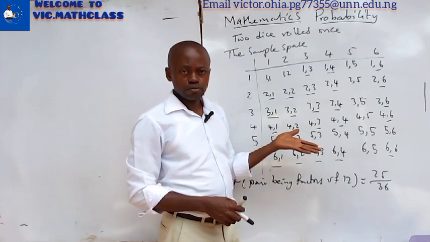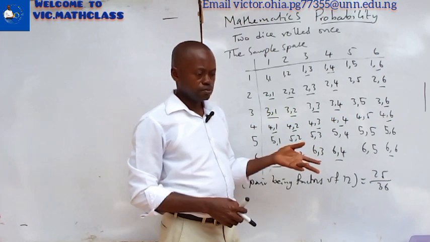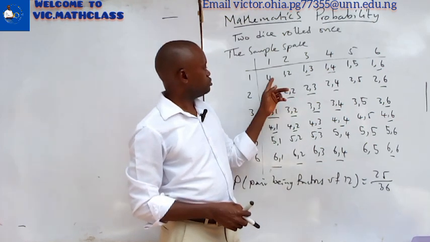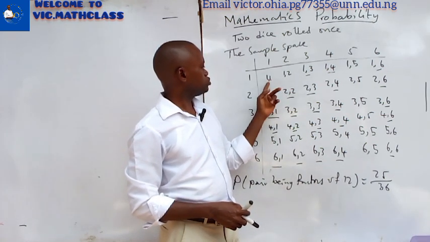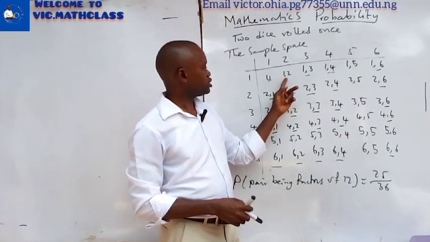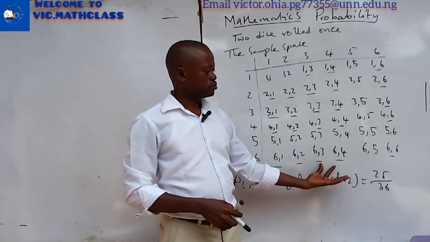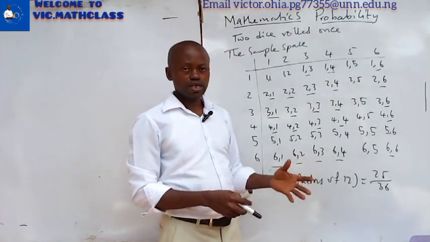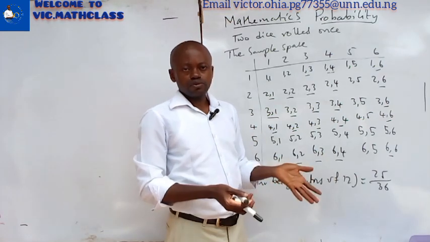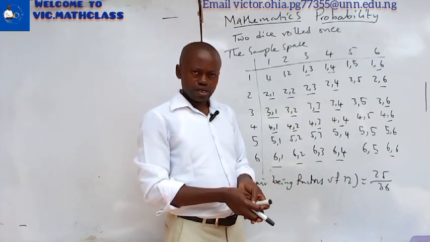What about the sum being less than 8? What about the sum being prime? These are questions. If sum means you add this and this, this will be 1 plus 1, that is 2. This will be 3, 4, 5. So when you are done adding the sums, you check the prime numbers among them. Count them over 36. That's the probability of the sum being prime. You get what I'm saying?